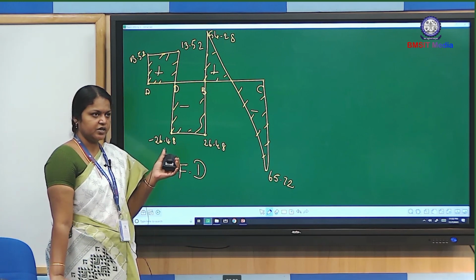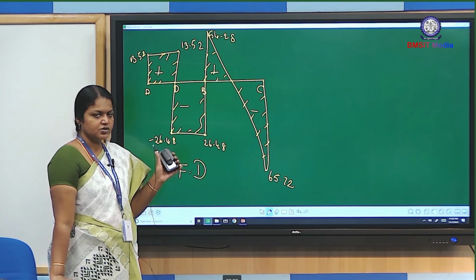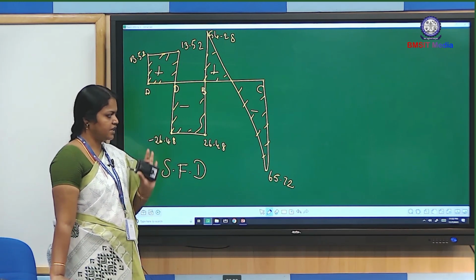Then we have to calculate the unknown support reactions. After that, draw the shear force diagram.